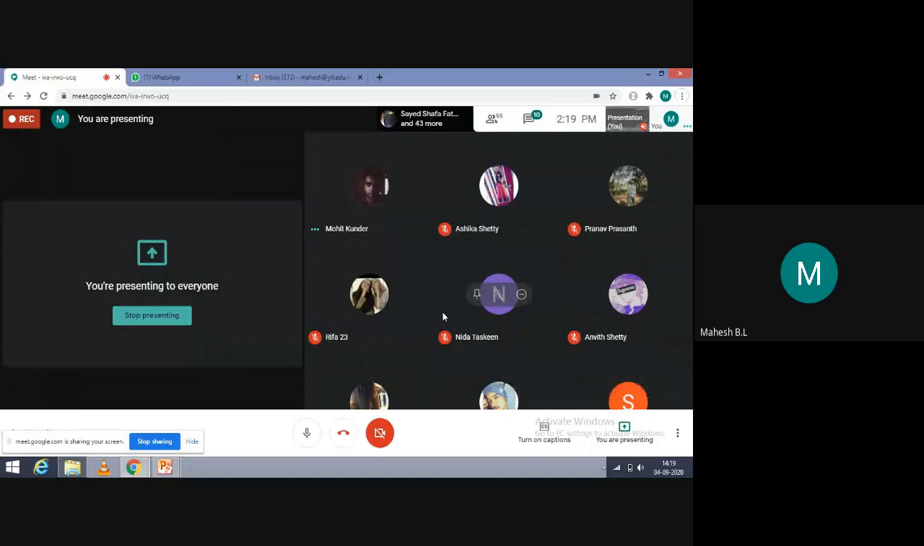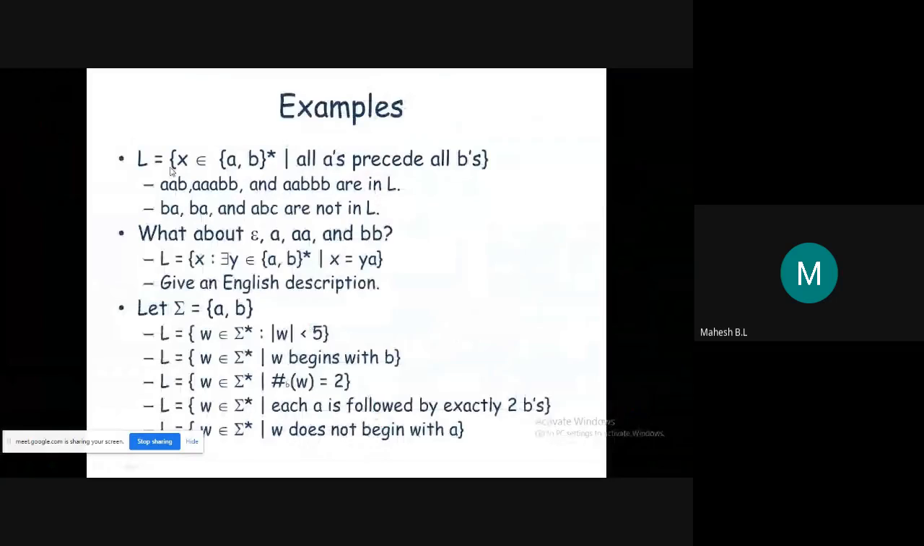Yes, yes, yes. Here, one language is there. What is it? L is equal to x belongs to a comma b star, all a's precede all b's. So here there are three strings which belong to L, and here there are a few strings which are not in L. Now my question is whether epsilon belongs to L. What is epsilon? Yes, Mohit, what is epsilon?